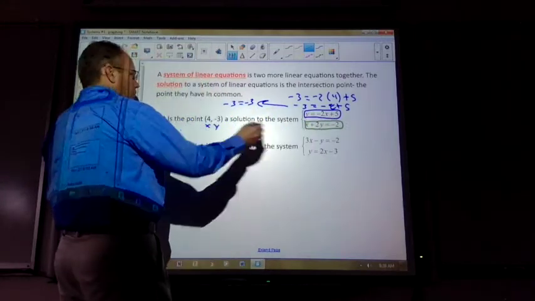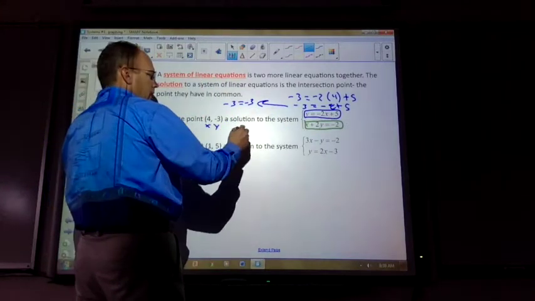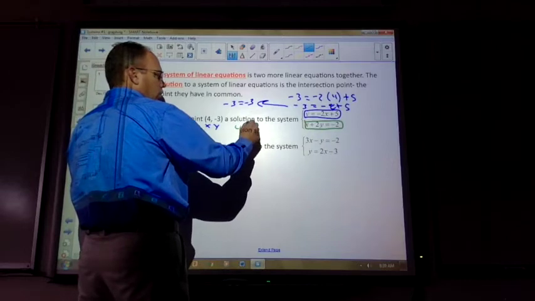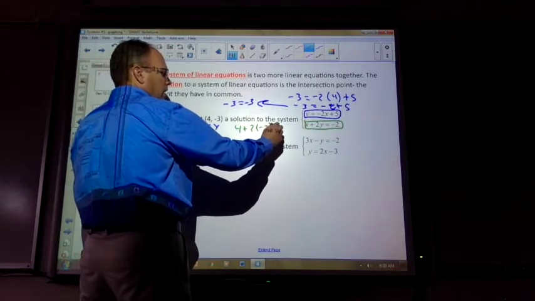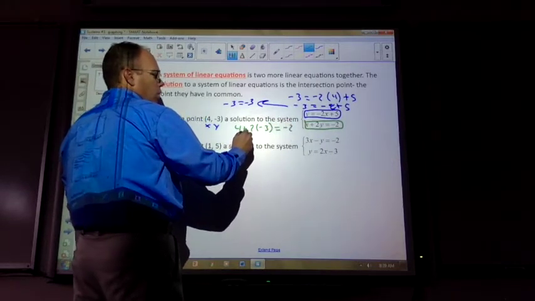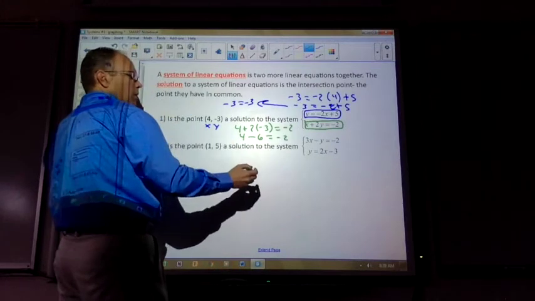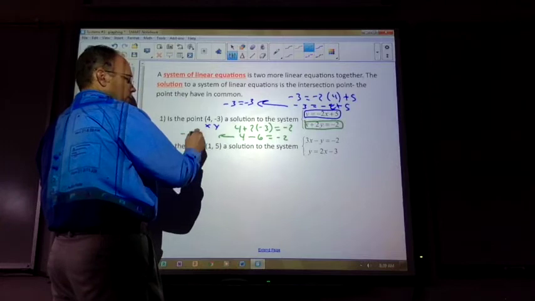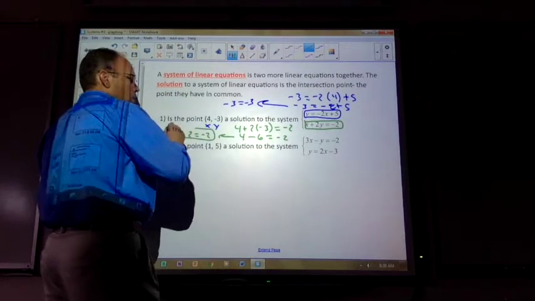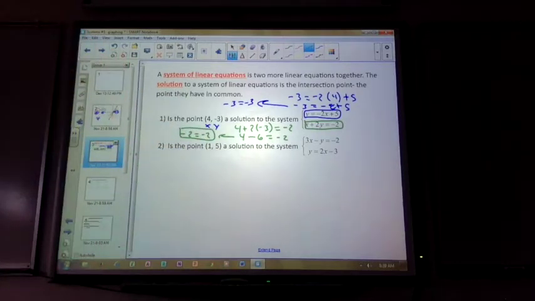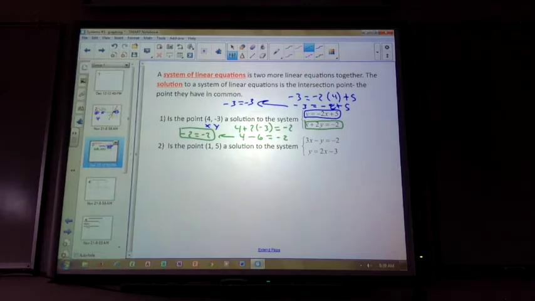So I'm going to take this, do the same thing. I'm going to take 4 and negative 3, plug it in. So I'm going to get 4 plus 2 times negative 3. Is that equal to negative 2? Is 4 minus 6 equal to negative 2? Well, yeah, that means that negative 2 equals negative 2. So that point happens to lie on both of those lines. It's true in both of the situations. So being that works, this is a solution.